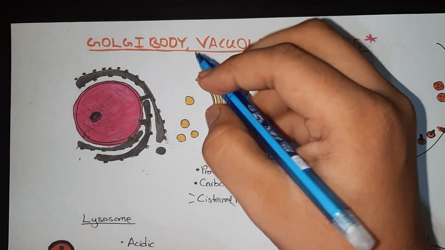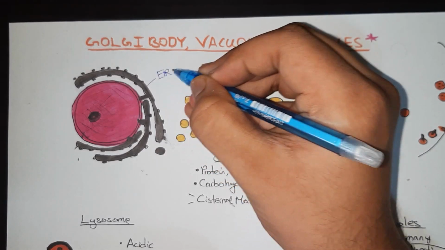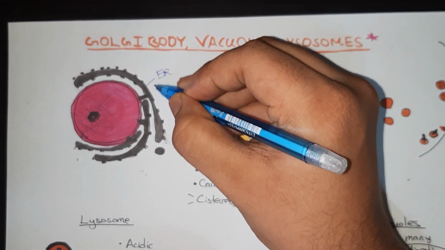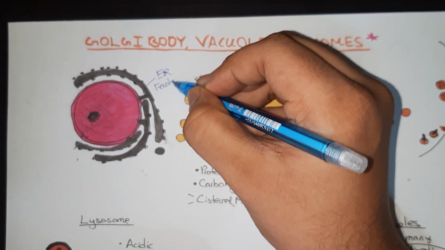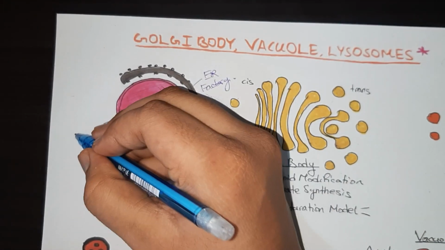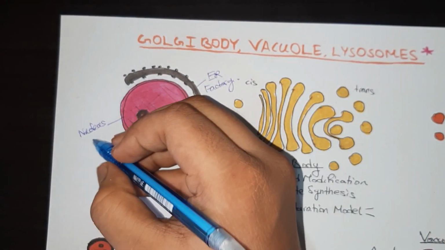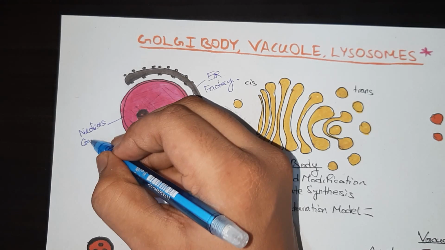In the previous video, we covered the endoplasmic reticulum or ER, and this was like the factory of proteins. We also covered the nucleus, which was like the control center.